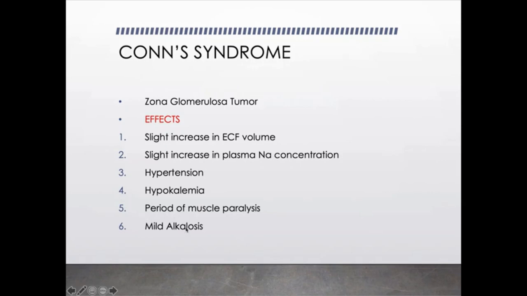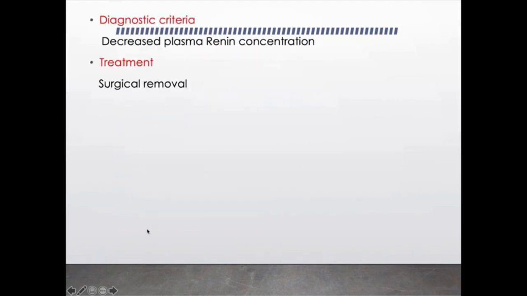There is mild alkalosis. Why? Because aldosterone causes release of more hydrogen ions. It secretes hydrogen ions into the tubular lumen. So when hydrogen ions are released, it will lead to alkalosis. Why is it mild? Obviously here also due to respiratory compensation.